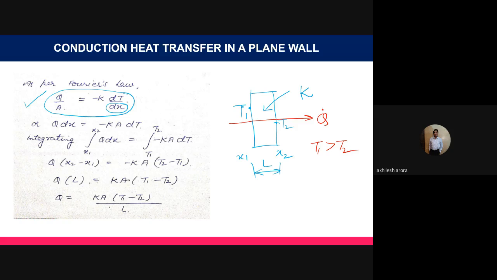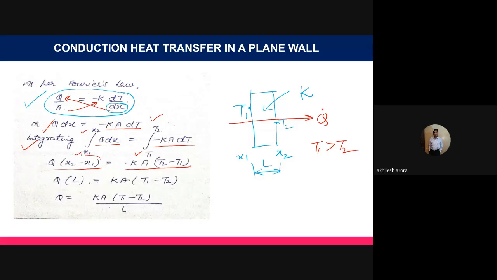So what I can do is take this dx on this side, and A can be taken on this side, and I get q dx equal to minus kA dT. Then I can integrate this equation between x1 and x2 on the left, and between T1 and T2 on the right. It's a simple integration. On the left-hand side I get q times (x2 minus x1), and on the right-hand side it is minus kA (T2 minus T1).